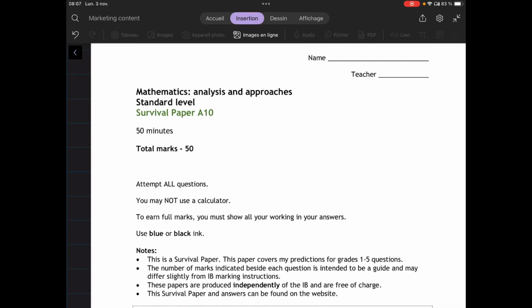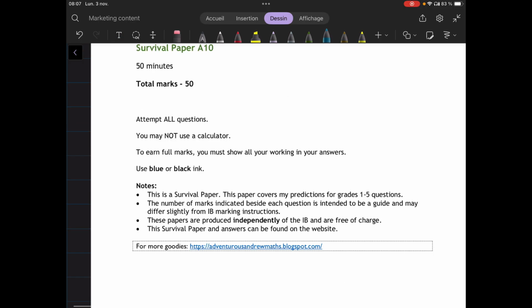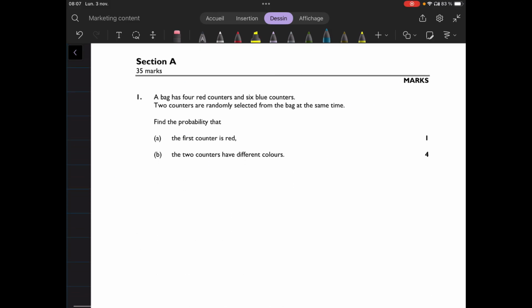Welcome. This is the survival paper A10, and today I'm going to go over the entire paper, start to finish. Question 1 is our probability trees.